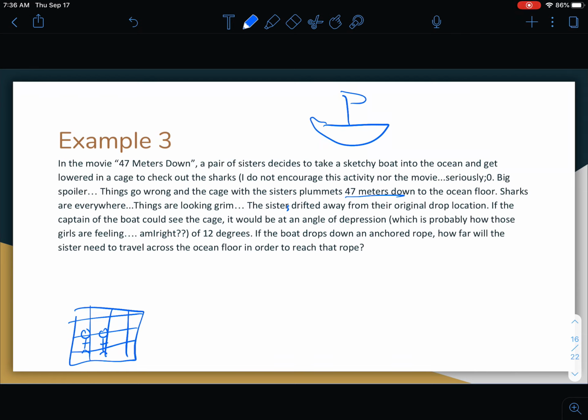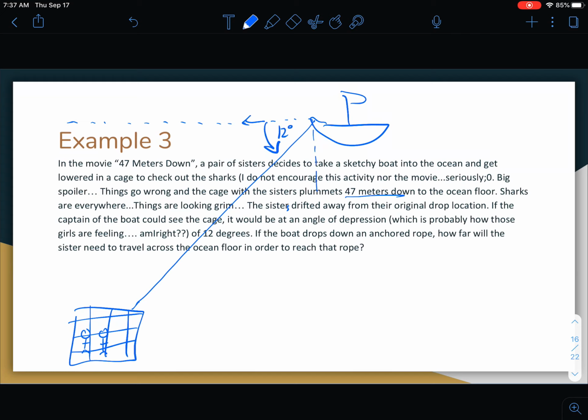This boat, we're just going to say here's the eyeball of the person. We're going to go horizontal this way. And these girls drifted far away, unfortunately. And so this angle is not going to be to scale. Okay, so we're going to say this. And so the angle of depression is 12 degrees. Again, you're going from the horizontal, going down with your eyeball to look at your location.